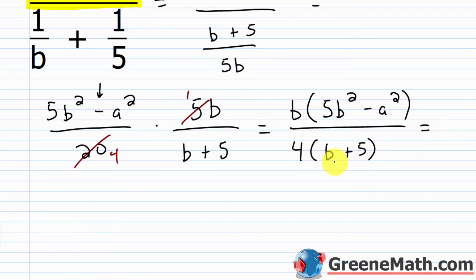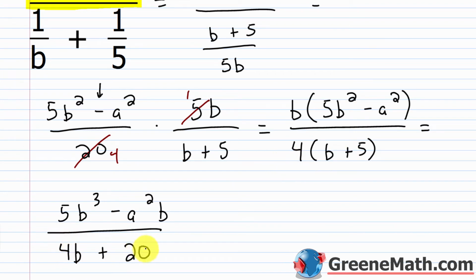And again, if we want to go through, we can use our distributive property just to show both answers. B times 5b squared is 5b cubed. Then minus b times a squared is a squared b. This is over 4 times b is 4b, and then plus 4 times 5 is 20. So we get 5b cubed minus a squared b over 4b plus 20.